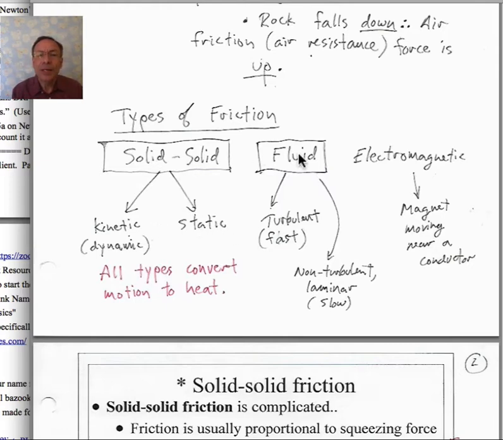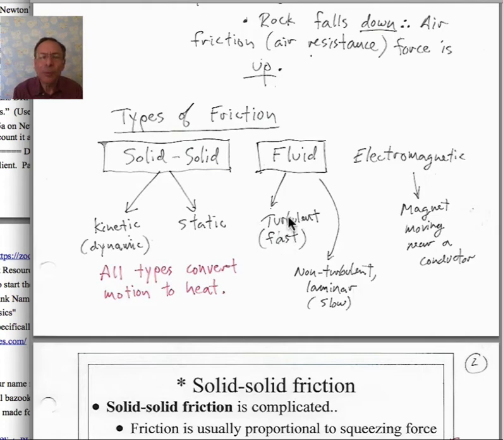Besides solids, sometimes we have to deal with fluids, like airplane designers or even car designers have to deal with the flow of air over the car. And boat designers have to deal with the flow of the water under the hull. So we have fluid friction. And that actually does break down into some subcategories.